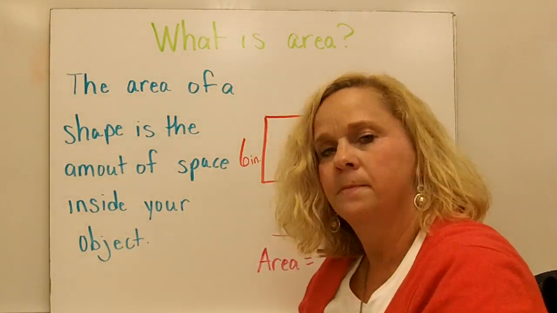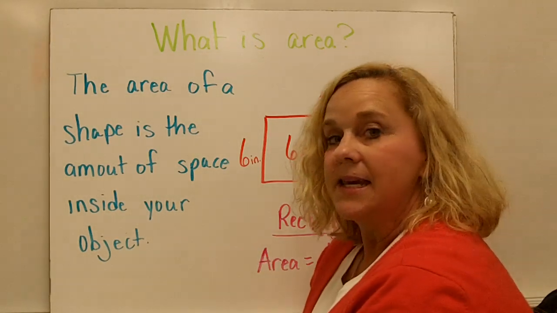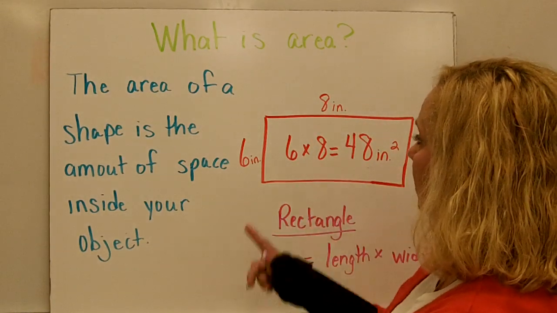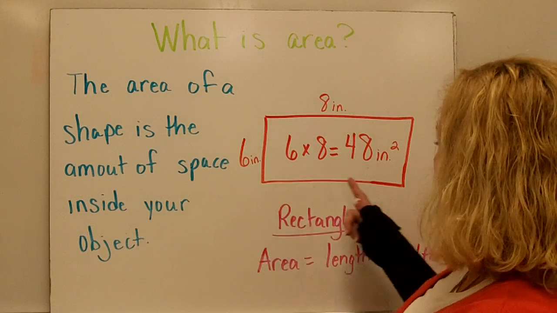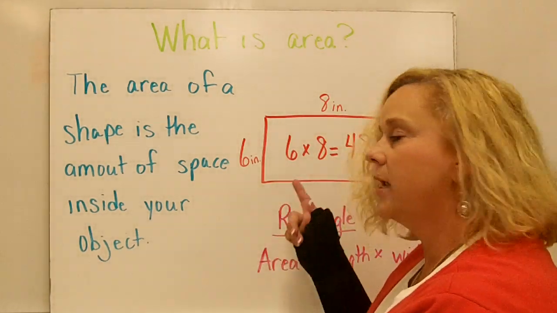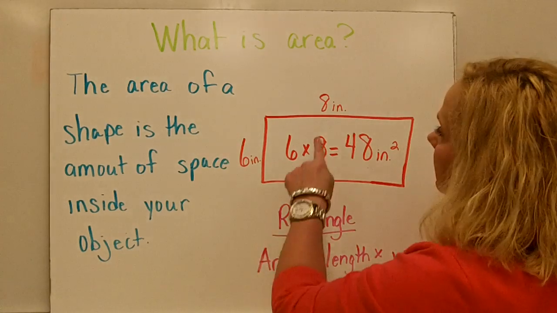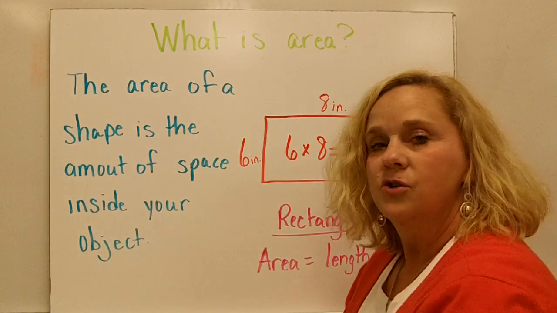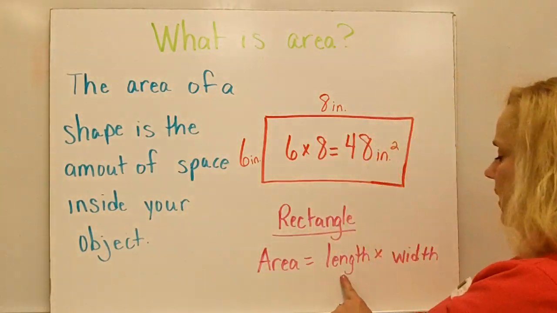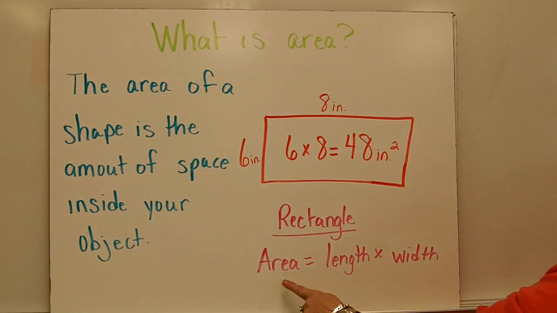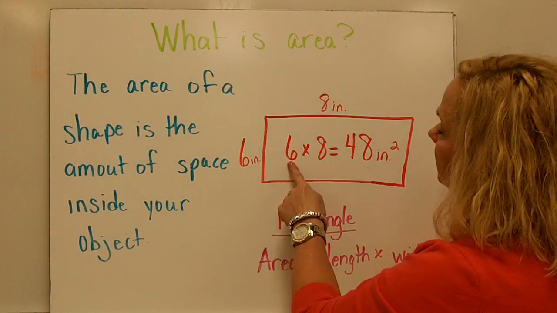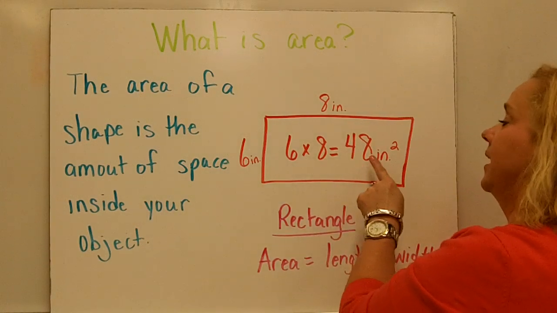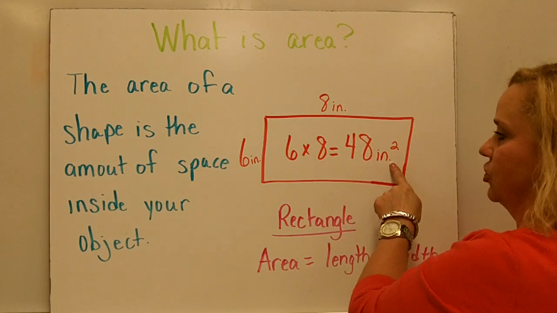Alright, what is area? Area is the space inside of your object. For example, my rectangle that I have here. We know that perimeter is the distance all the way around the object, but area is all of the space that's inside. I know that this side equals 8 inches and this side equals 6 inches. So to find the area, you're going to take the length times the width to equal your area. So I'm going to take 6 times 8, and that equals 48 inches, and that's 48 cubic inches.